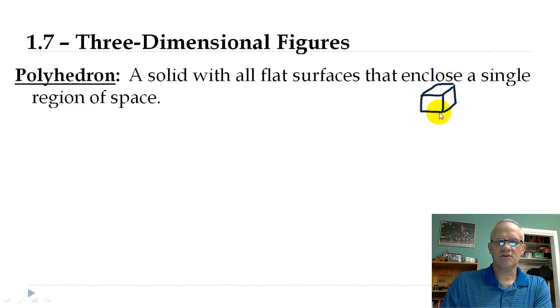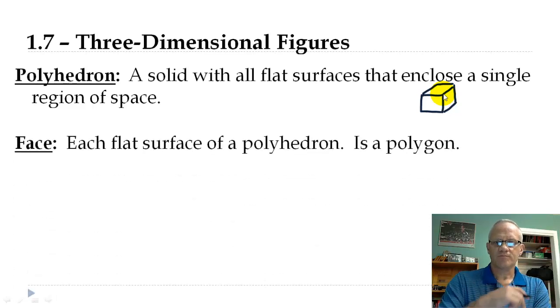Okay, so that would be considered a polyhedron because notice this is a flat side, that's a flat side, that's a flat side. All of its sides are flat surfaces, and it basically closes in this region of space. So we're going to talk about several different types, names that we have for polyhedrons, but this is an example. They can look other ways as well, but that will be one example.